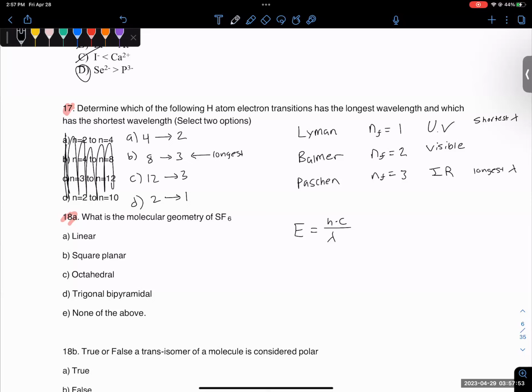And then which one would be the shortest wavelength? D, exactly, because it's a Lyman series transition, right? So it's going to release a photon in the ultraviolet region, which we know is going to have the highest energy and the shortest wavelength. So make sure y'all know those.